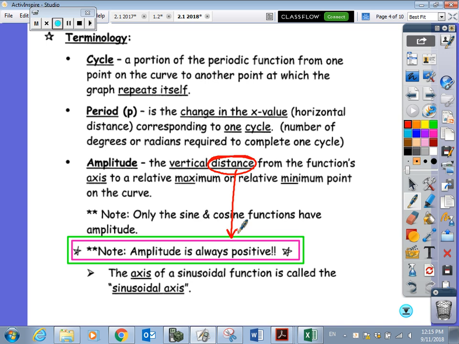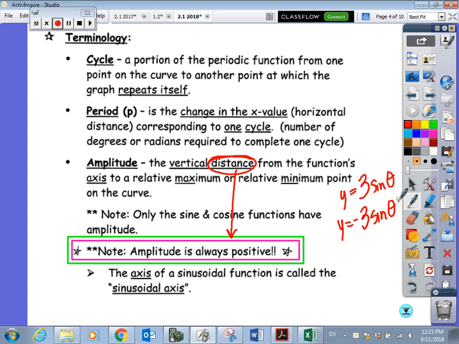So if I said y equals 3 sine theta, or y equals negative 3 sine theta, this is where we get the amplitude. No matter if it says 3 or negative 3, the amplitude is still 3. The negative just flips it over that middle axis, which we call the sinusoidal axis for sine and cosine. It's just the middle. So we have high, middle, and low. The middle is the sinusoidal axis, and that's where things get reflected over.